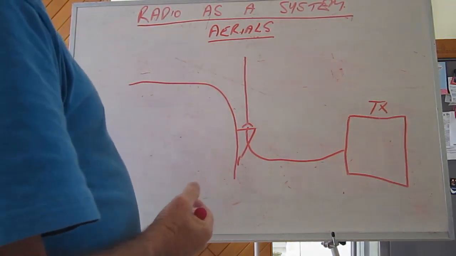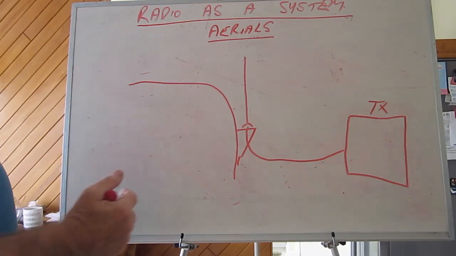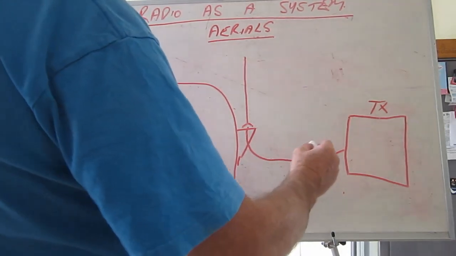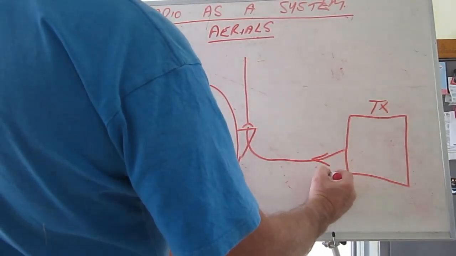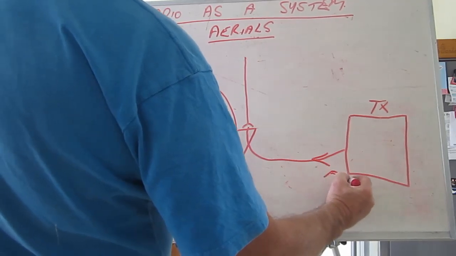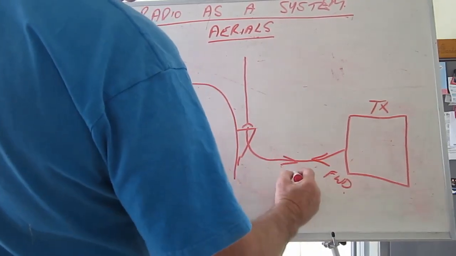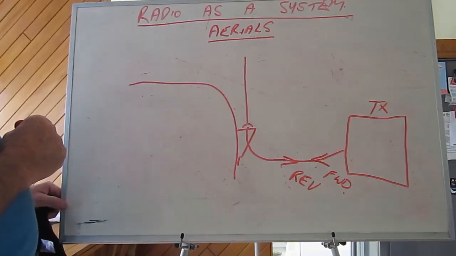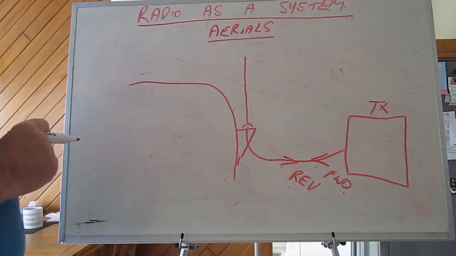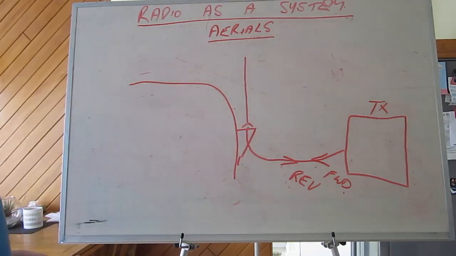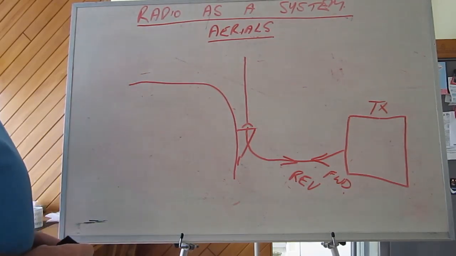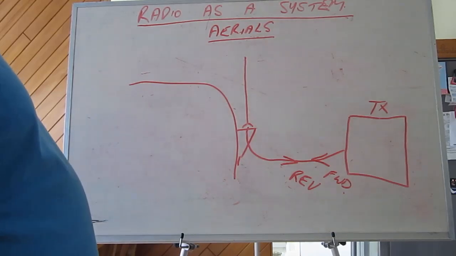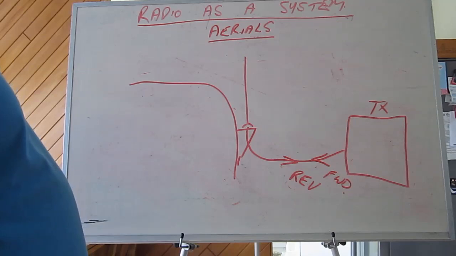Now, how do you know that you've got an issue? Well, the fundamental thing you need to know is the forward power and the reverse power. The best way to determine that is with a VSWR meter. And we'll talk about some examples in a minute. In fact, I might take the camera down to my workshop and show you some examples.